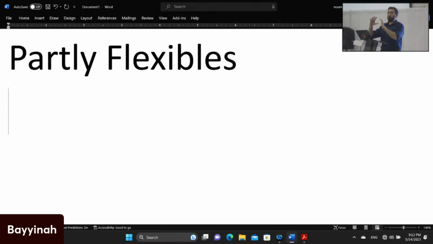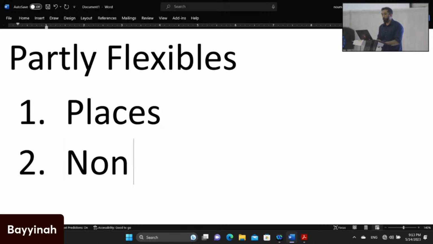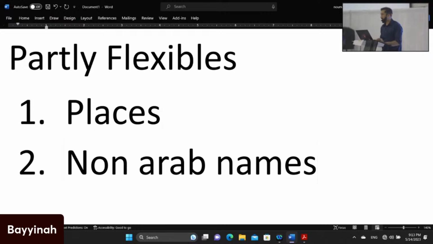Partly flexibles. Just like immigration, there are lots of different visas. Partly flexibles are lots of different categories. But for the purpose of this class, I'm going to keep it super duper simple. For the purpose of this class, partly flexibles are only two categories. Okay? Number one is places, and number two is non-Arab names. That's all. There are 5 more categories, but I don't care right now. For you, right now, only 2 categories. Which are they? Places and non-Arab names.